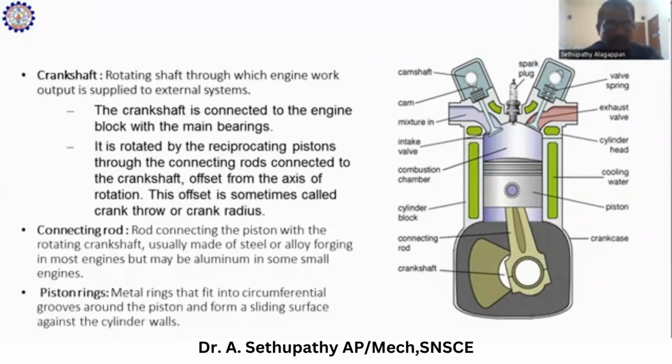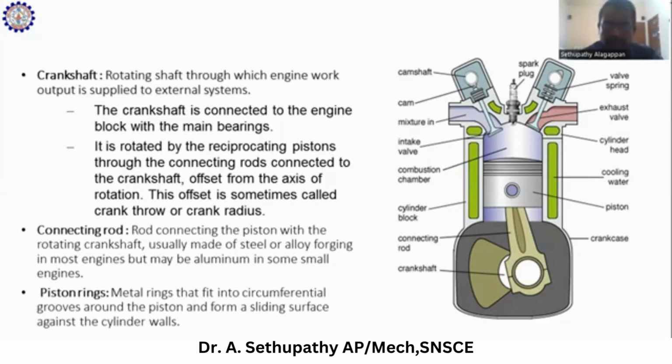Then the crankshaft, a rotating shaft through which engine work output is supplied to an external system. The crankshaft is connected with each piston. It is rotated in the engine block main bearings by the reciprocating pistons through the connecting rods, connected to the crankshaft offsets from the axis of rotation. This offset is sometimes called the crank throw or crank radius.